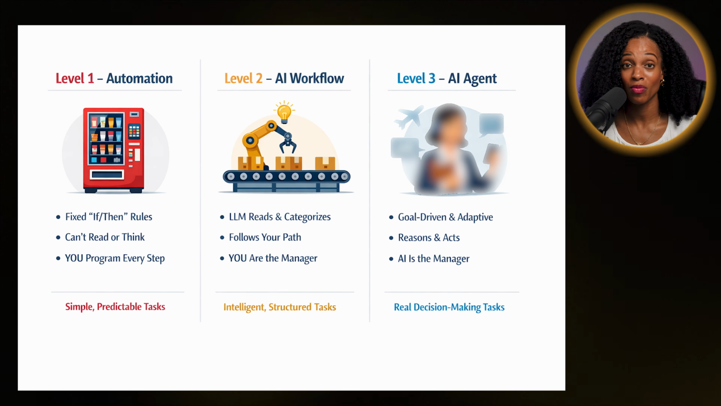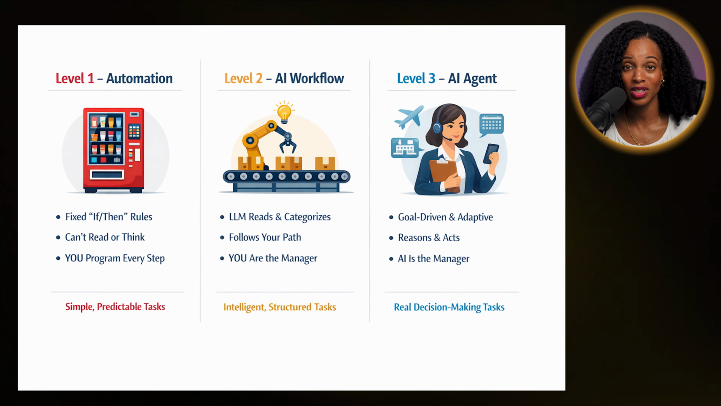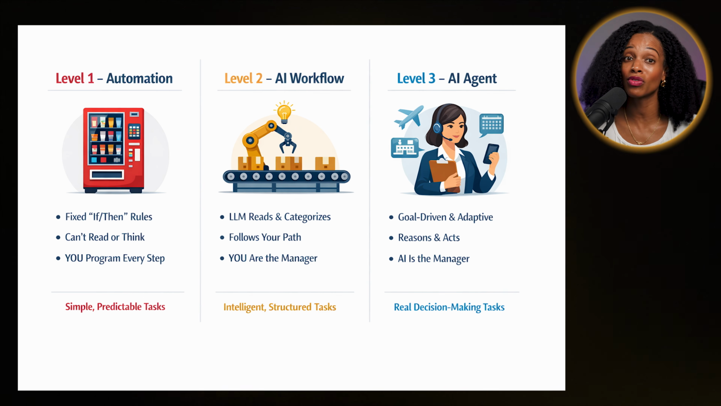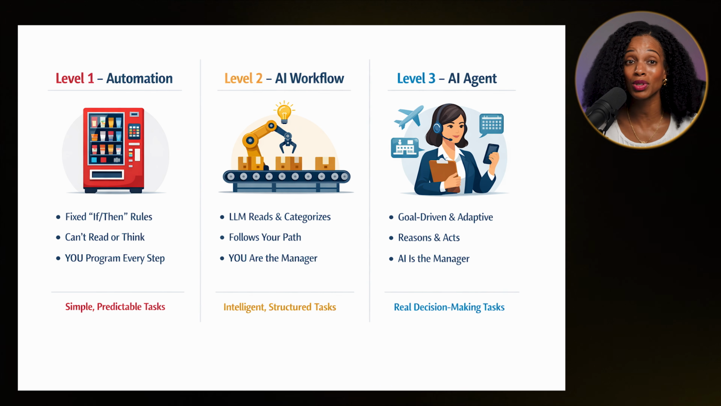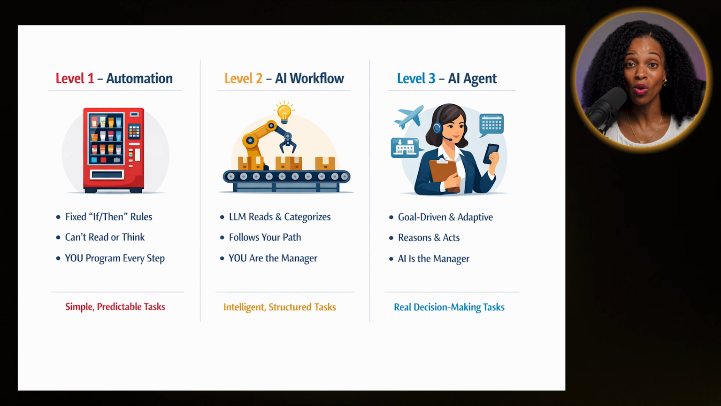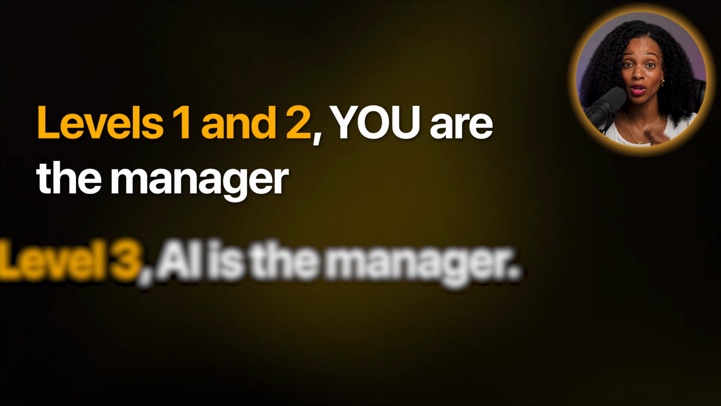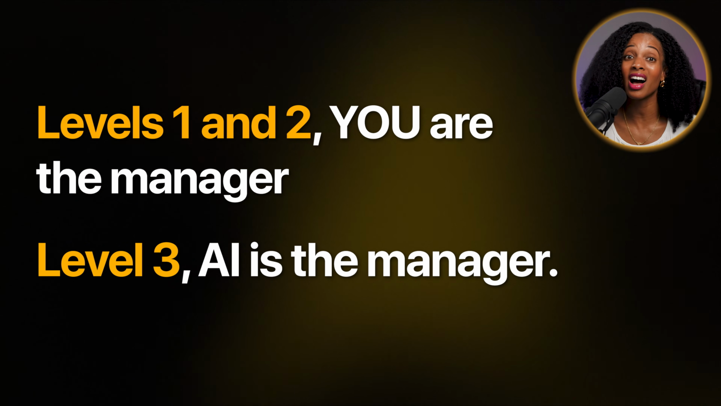You control the flow. And level 3 is like a personal assistant. You say, I need to be in New York next Tuesday, and it figures out the flights, hotel, calendar, transportation, the works. You gave it a goal, and it managed the entire process. And here's the critical difference one more time. Levels 1 and 2, you are the manager. Level 3, AI is the manager.